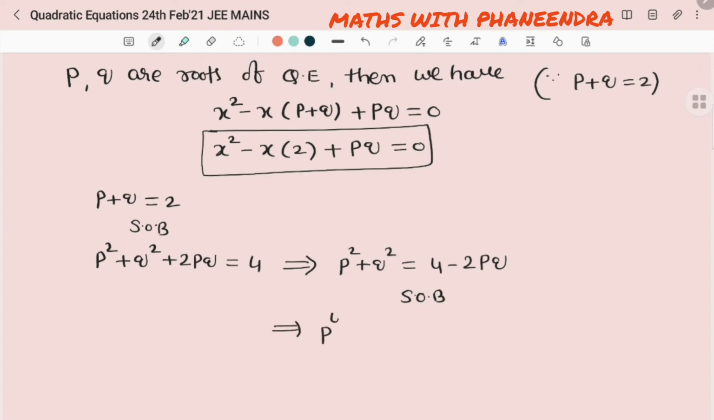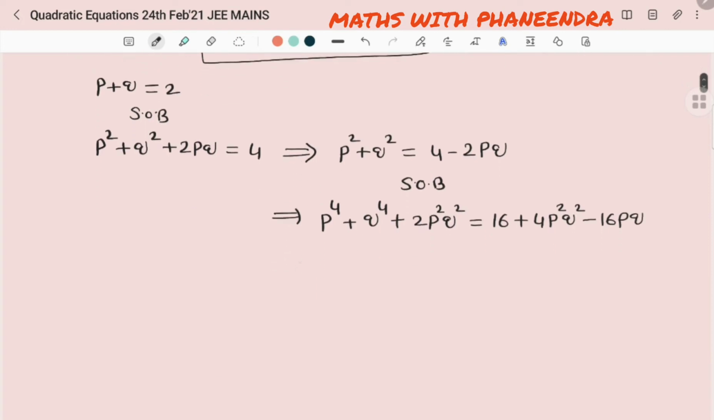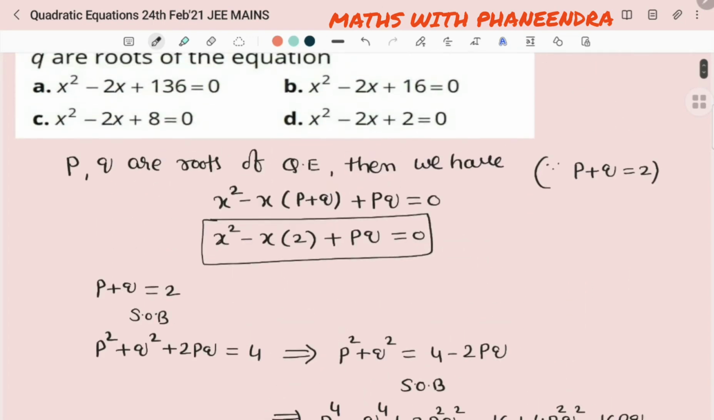If you do that, P square whole square is P power 4, Q square whole square is Q power 4, plus 2 into P square into Q square, which is equal to, a minus b whole square, 4 minus 2PQ whole square. 4 square is 16, plus 2PQ whole square is 4P square Q square, minus 2 into 4 into 2PQ, so it will become 16PQ. Now, the value of P power 4 plus Q power 4 is given as 272 from the question. Observe carefully, it is given as 272.